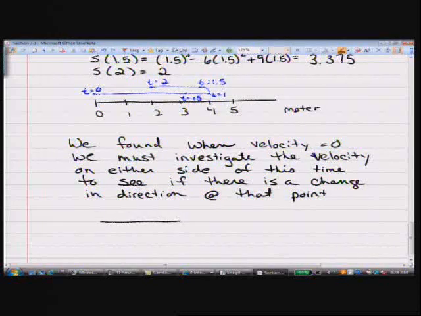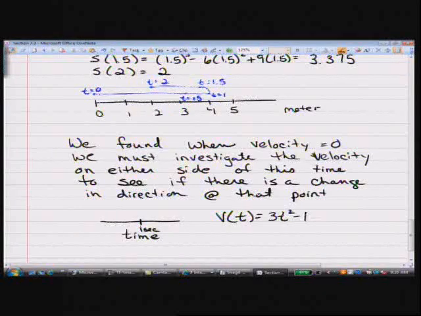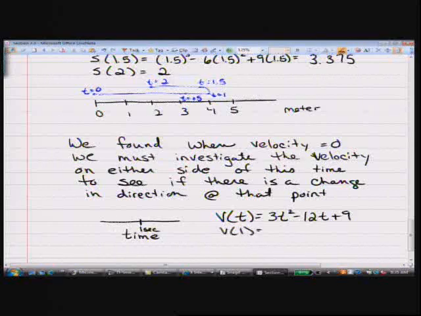Now this is going to be time, t. Down here is going to be time. And we know something happened at 1 second. All right? And so I want to consider the velocity to the left and the right of 1 second. So our velocity equation was 3t squared minus 12t plus 9. I know when I plug 1 in here, I get 0, right? Obviously, v of 1 is equal to 0.